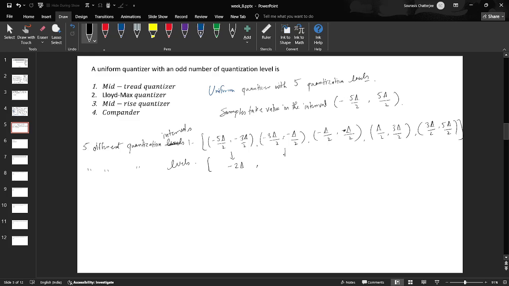This one, minus delta. This interval we are mapping to 0. This interval we are mapping to their midpoint, which is delta, and this interval we are mapping to 2 delta. So now, unlike the previous example, we have 5 different quantization levels, and let us try to draw the graph for that.